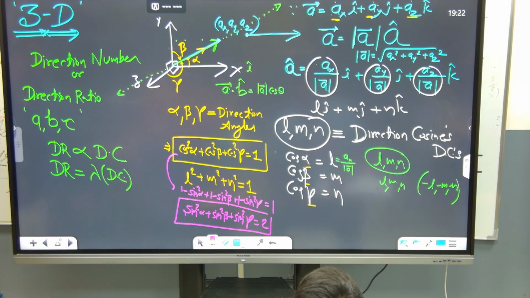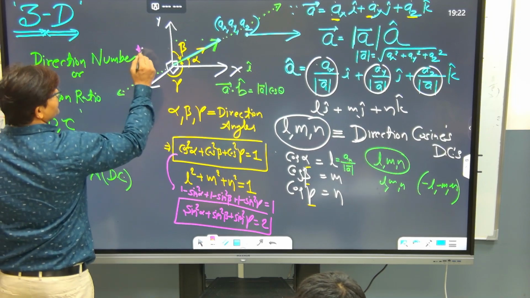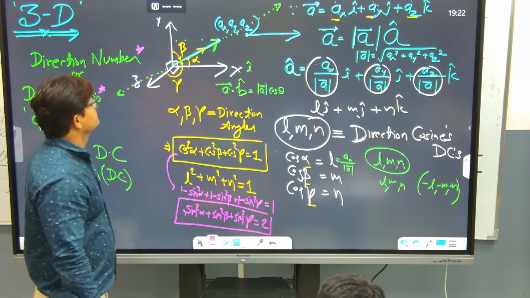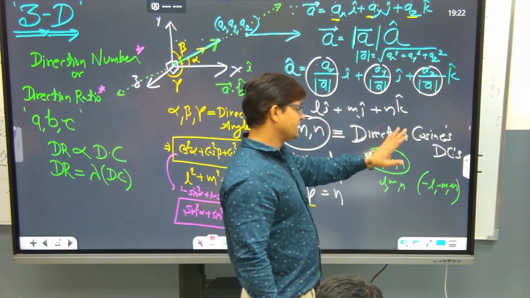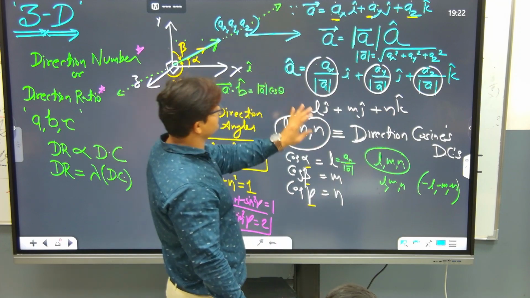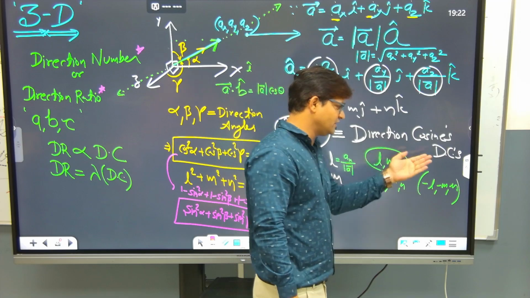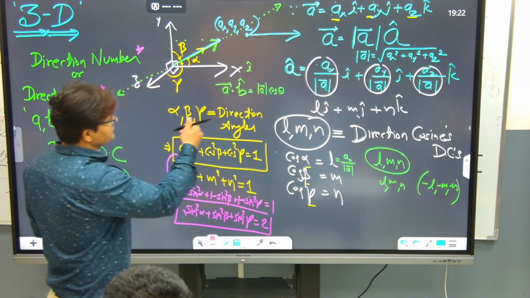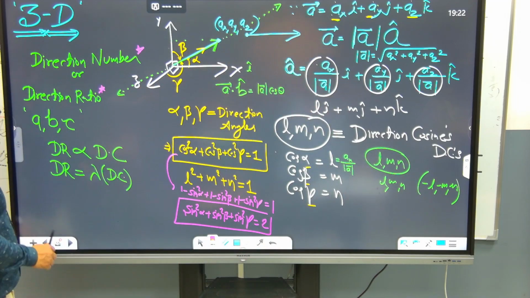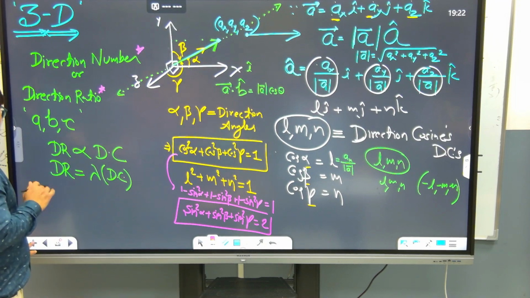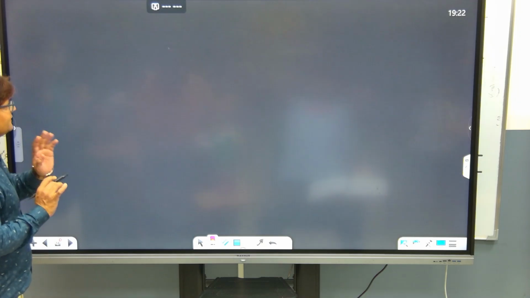So what are direction ratio numbers? These are infinite in terms of a vector or in terms of a line, while direction cosine is unique, both in terms of line and in terms of vector. In terms of a line we have two types of value, one with plus and one with minus, for opposite direction and same direction.